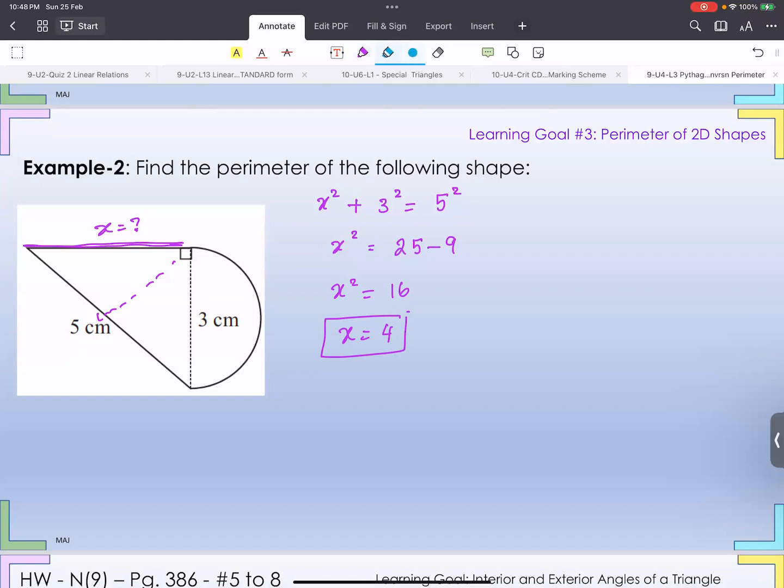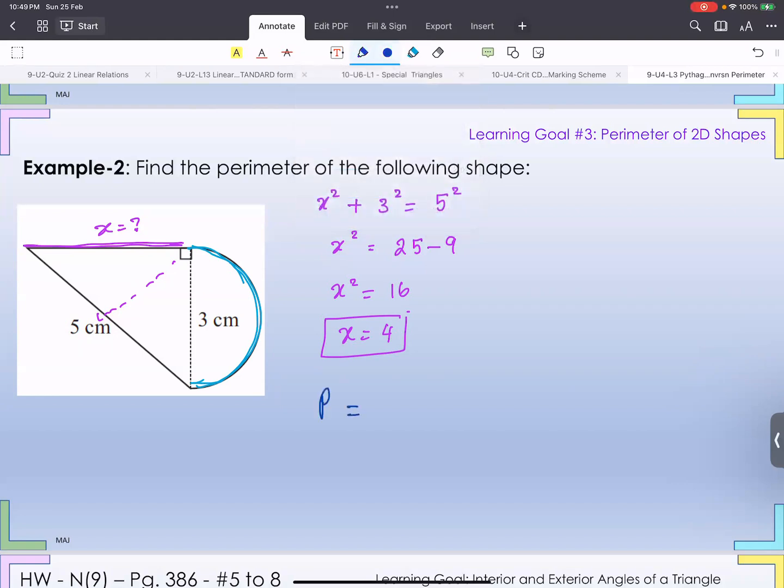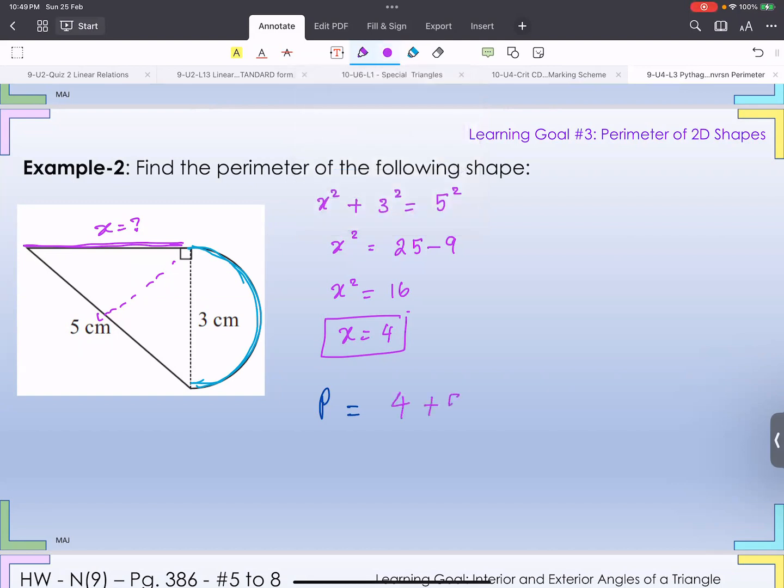Now, if we look at this part here, that is a semicircle, okay? Kind of looks like a lopsided cone, the whole diagram. All right, so that is 3 centimeters. And now you can just assemble everything. You can say the perimeter. Perimeter is 4 plus 5 plus half a circle, which is nothing but 2 pi r divided by 2.